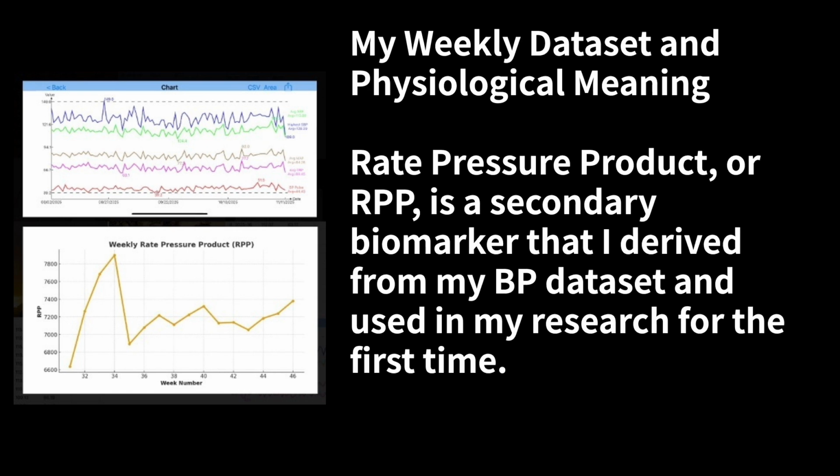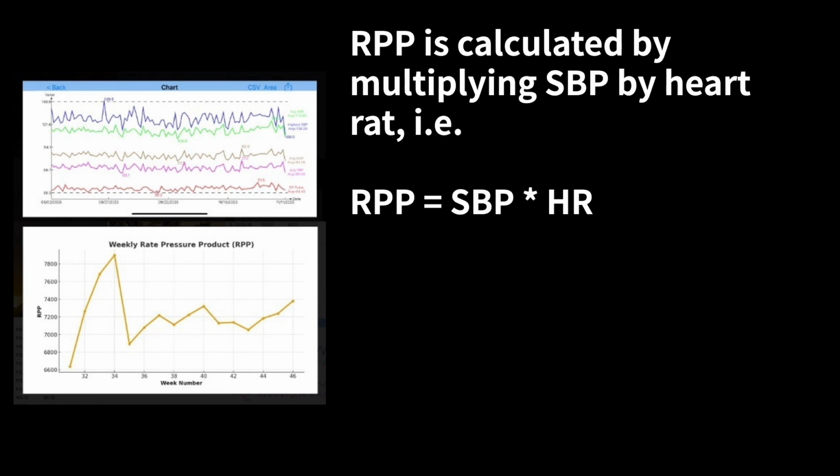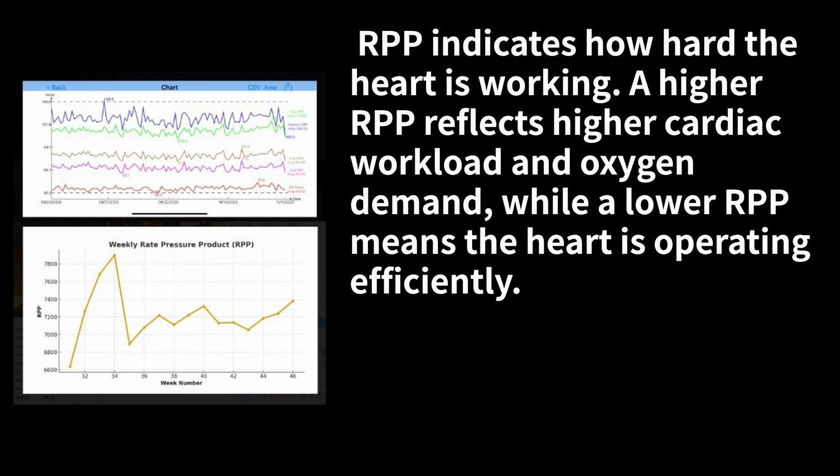My weekly dataset and physiological meaning. Rate pressure product, or RPP, is a secondary biomarker that I derived from my BP dataset and used in my research for the first time. RPP is calculated by multiplying SBP by heart rate, i.e., RPP is SBP times HR. RPP indicates how hard the heart is working. A higher RPP reflects higher cardiac workload and oxygen demand, while a lower RPP means the heart is operating efficiently.